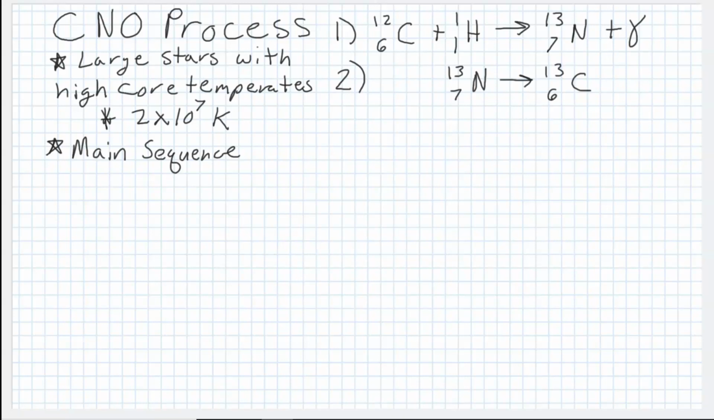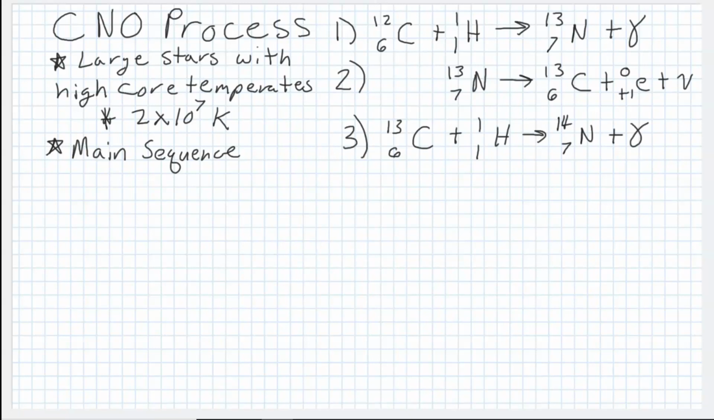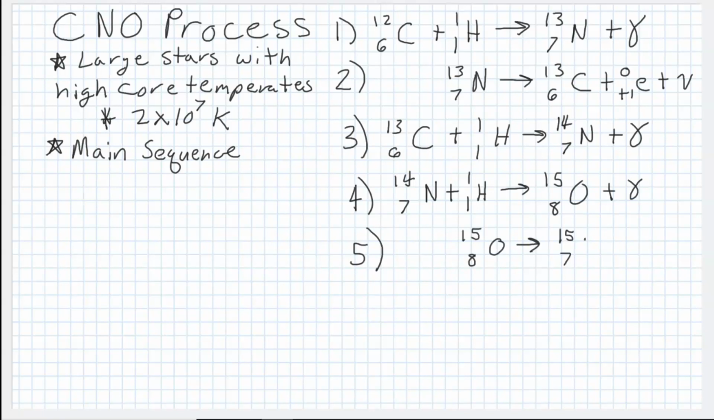Nitrogen-13 is unstable and it decays to carbon-13 in the next step, which releases a positron and a gamma particle and a neutrino. In the third step, the carbon-13 combines with another proton to produce nitrogen-14 and a gamma particle. In the fourth step, the nitrogen-14 combines with another proton to produce oxygen-15 and another gamma particle. Oxygen-15 is unstable and decays to nitrogen-15, which releases a positron and a neutrino.